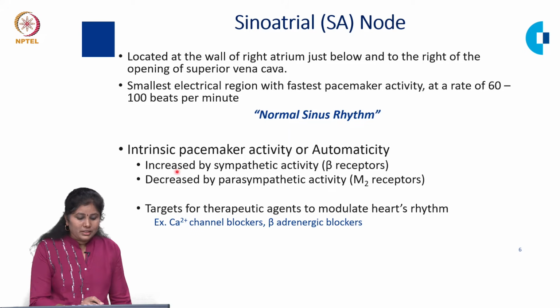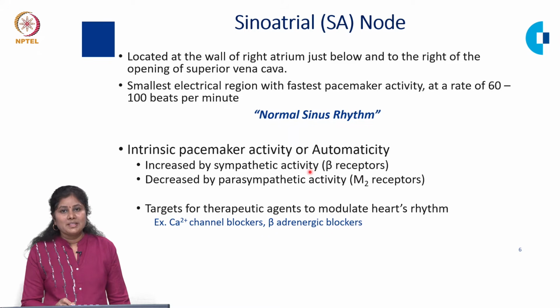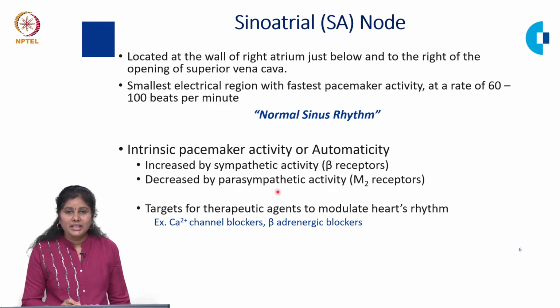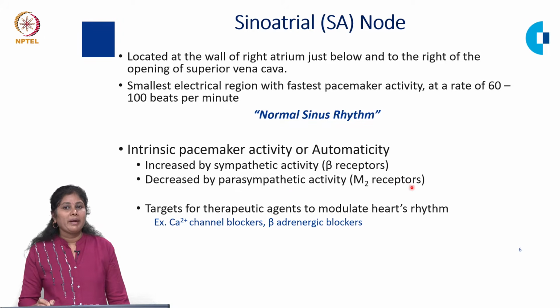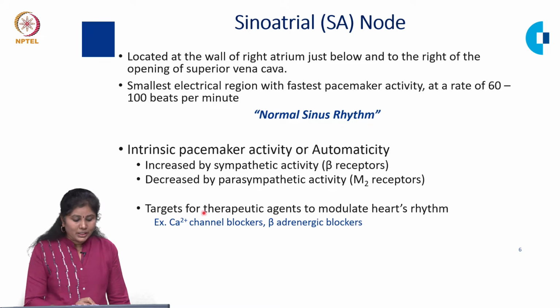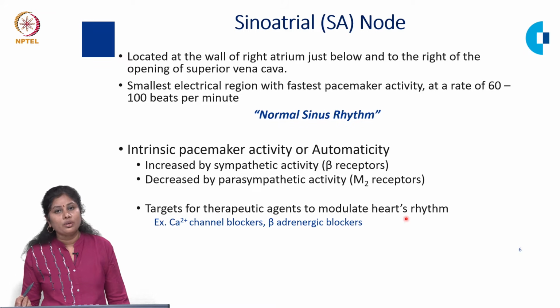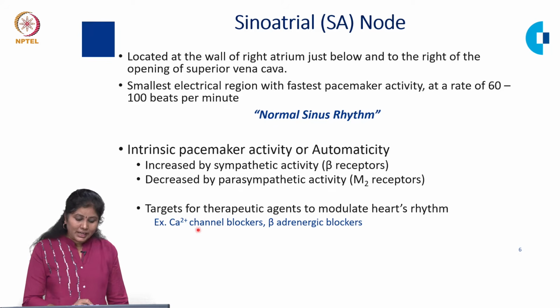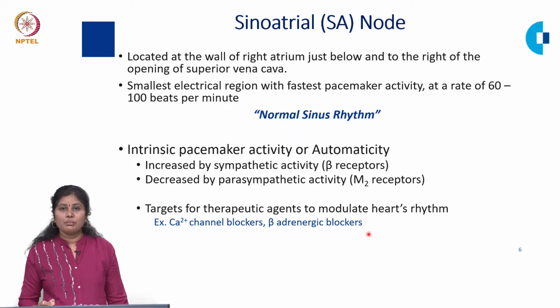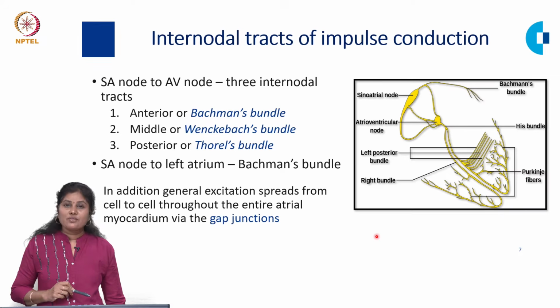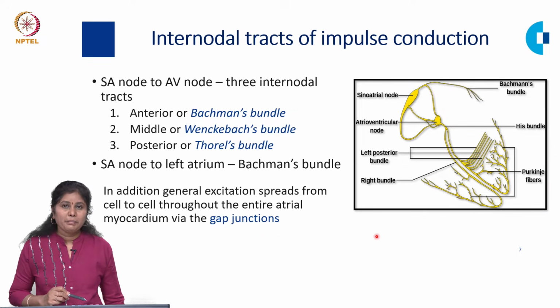Now, this inherent or intrinsic pacemaker activity, also called automaticity or autorhythmicity, is subjected to sympathetic and parasympathetic influence. The sympathetic activity increases the automaticity by acting on the beta receptors, whereas the parasympathetic activity decreases the SA nodal activity by acting on the muscarinic 2, that is M2 receptors. Also, these SA nodal cells are the targets for the therapeutic agents which try to modulate the heart rhythm. For example, the calcium channel blockers and beta adrenergic blockers act on the channels present in these SA nodal cells to modulate the heart rate.